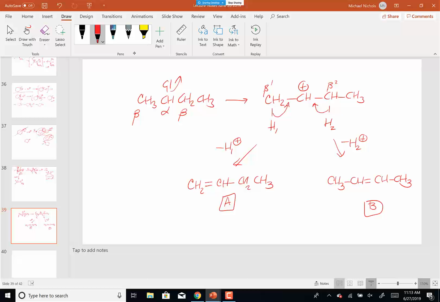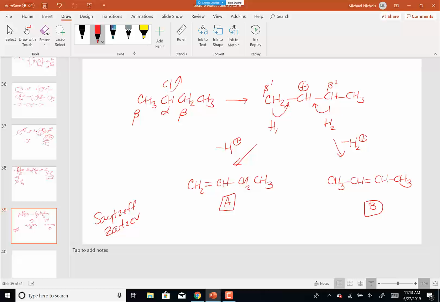I need to know the rule. So the rule for this was actually determined by a Russian chemist called Zaitsev, or sometimes spelled Zaitzev. Problem is it's Russian translated into German, translated into English.